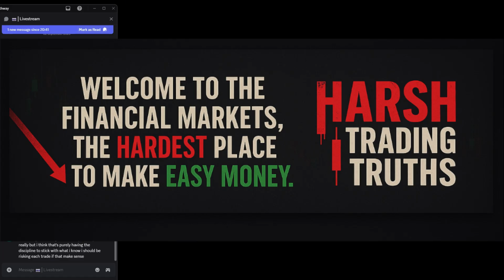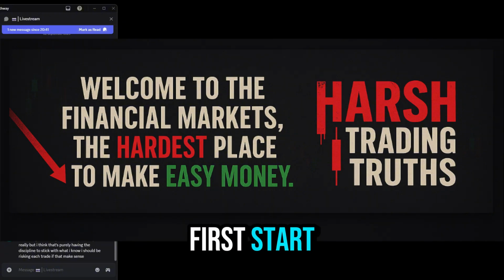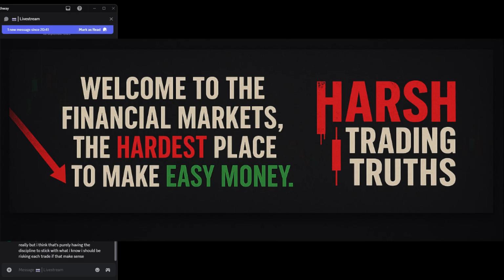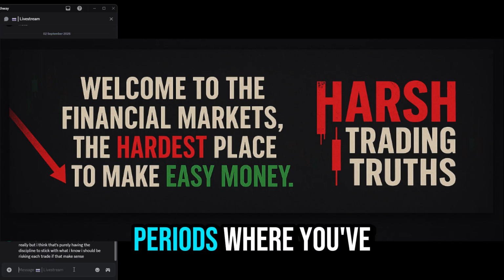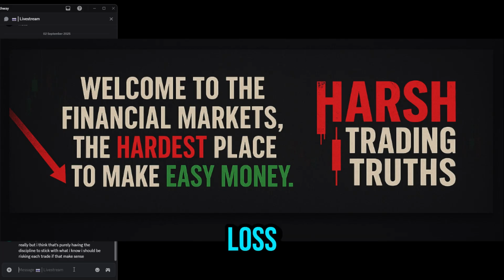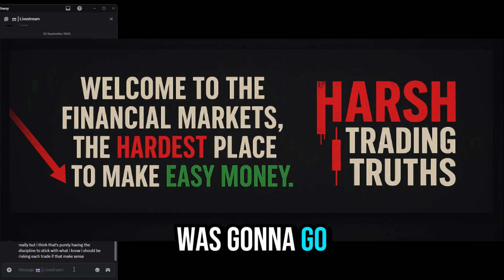You've got to use price action to place that stop loss. Now, a lot of traders, when they first start, will hit a stop loss and the price goes on to their desired target, and it just leaves a lot of frustration. Every trader's been through it. I'm sure a lot of you in here have been through periods where you've hit a stop loss and then it goes to where you thought it was going to go.